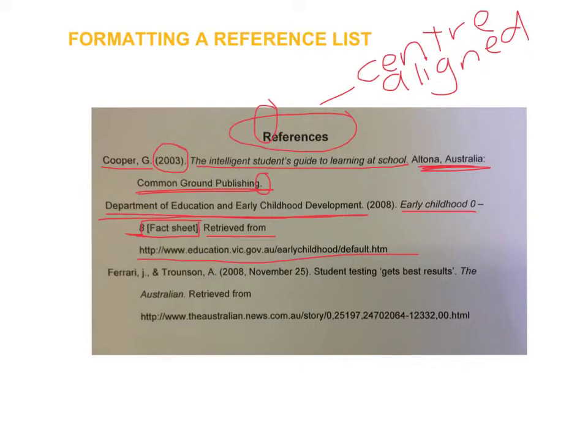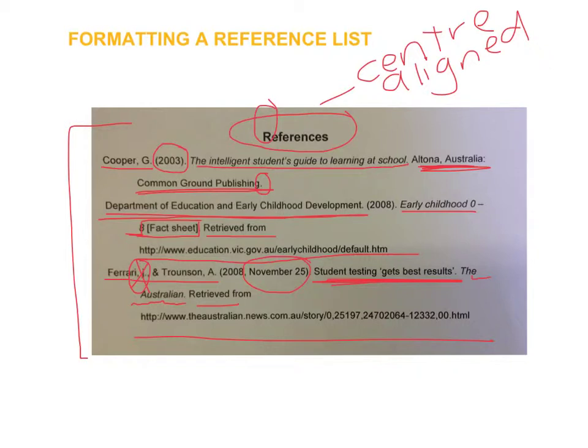Now we then have a newspaper article here. We have our authors. Obviously there is an error here in that it should be a capital J. We have our exact date of publication. Our title is not in italics because it's a newspaper article, followed by the title of the newspaper in italics, retrieved from, and then the URL. So this is just an example of a reference list. You do have a copy of this. Follow it exactly.